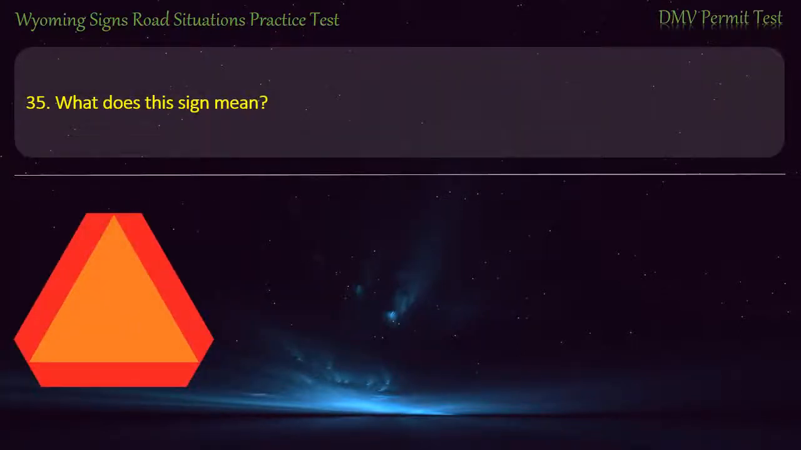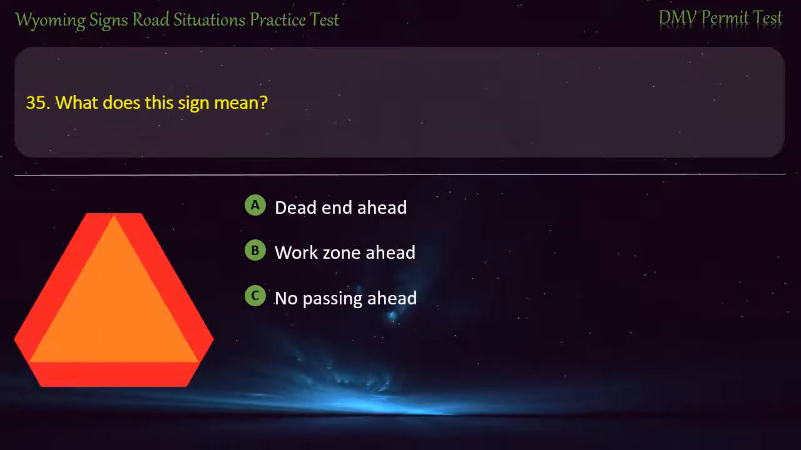Question 35. What does this sign mean? Dead end ahead. Work zone ahead. No passing ahead. Slow vehicle ahead. Answer. Slow vehicle ahead.